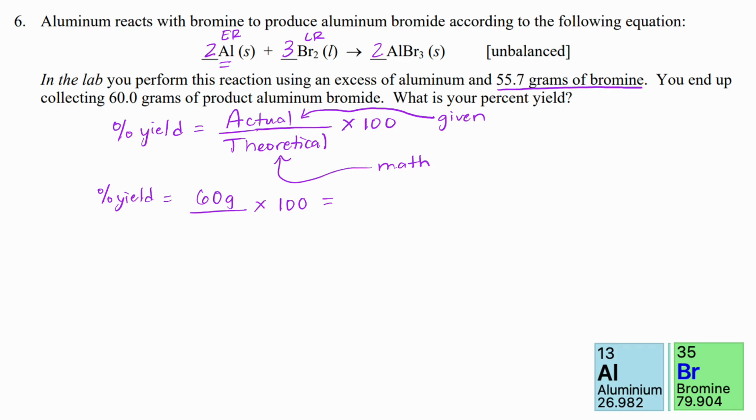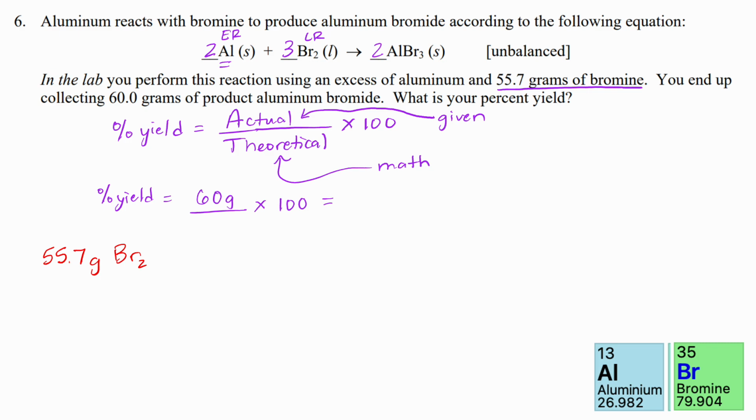So how do we get theoretical yield? Well, luckily we already know that bromine is our limiting reactant, so we only have to do one set of a stoichiometry problem. So again, just like in past problems, we're going to start with the number we are given, 55.7 grams of bromine.